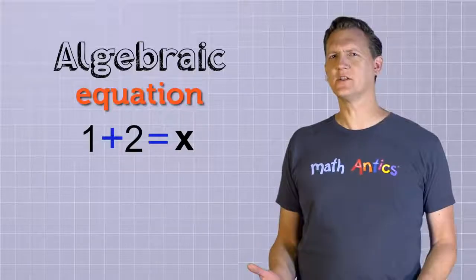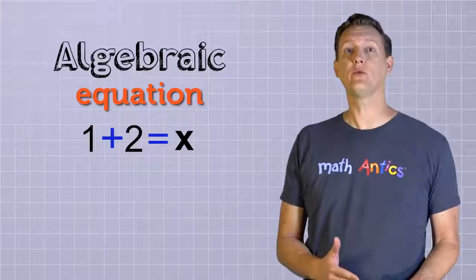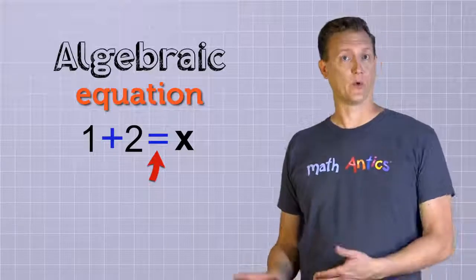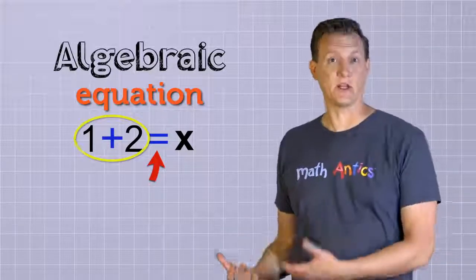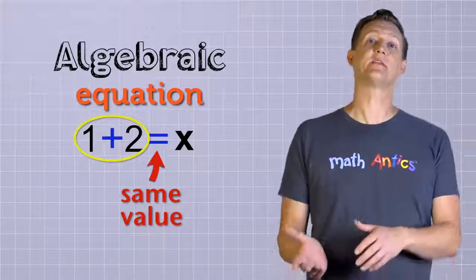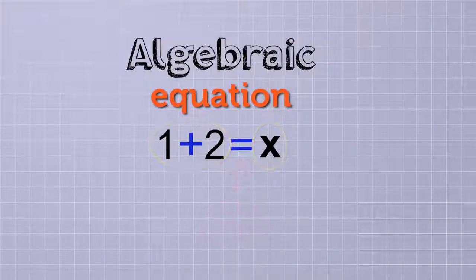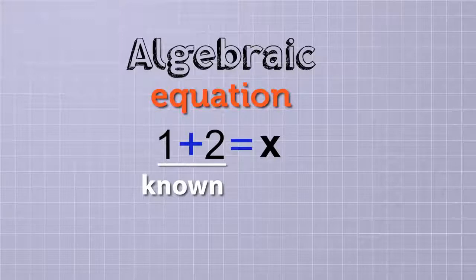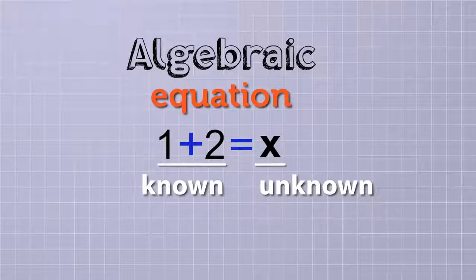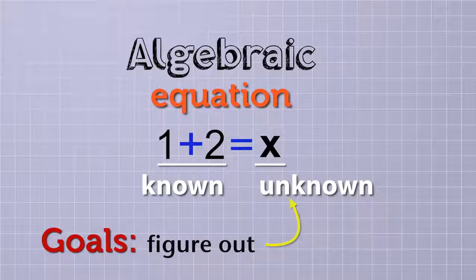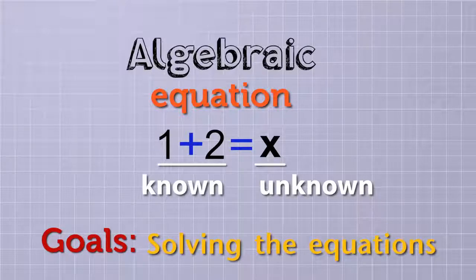An equation is just a mathematical statement that two things are equal. An equation says the things on this side of the equal sign have the same value as the things on the other side of the equal sign. In this case, our equation's telling us that the known values on this side, 1 plus 2, are equal to what's on the other side, which happens to be the unknown value that we're calling x. One of the main goals in algebra is to figure out what the unknown values in equations are. And when you do that, it's called solving the equations.